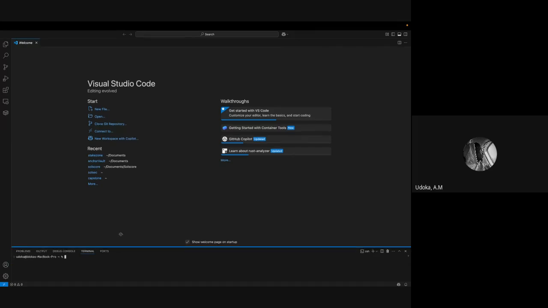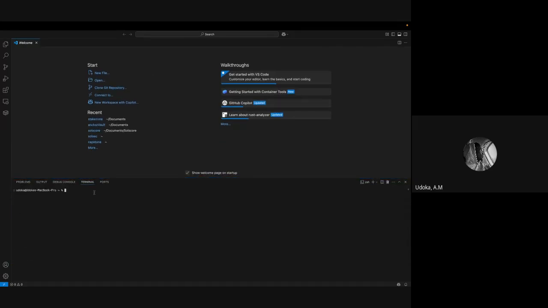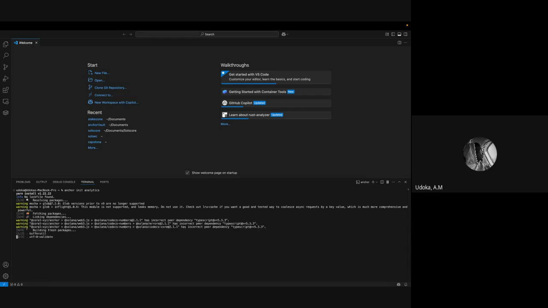So I'm going to run anchor init. I have Anchor installed, and all of these installed. I'm basically going to initiate an Anchor program now. Let's call this program Analytics. Anchor init Analytics, and I run. Then Anchor starts creating all of those things that I would have had to do if I was using vanilla Rust.